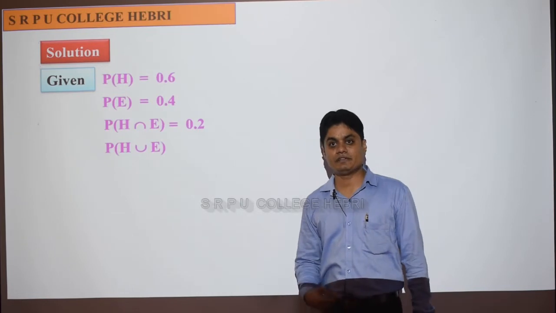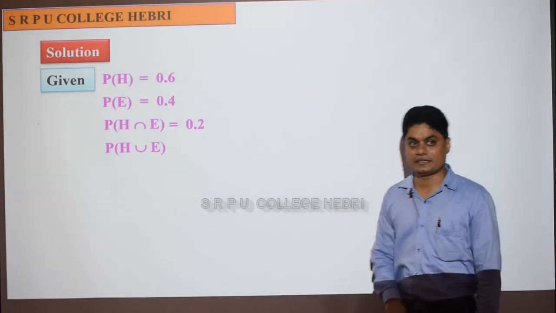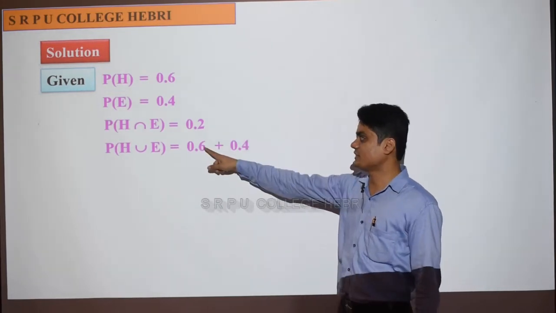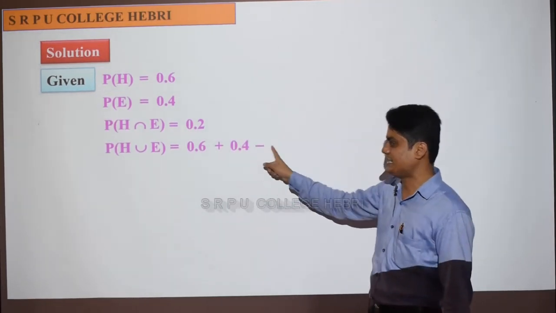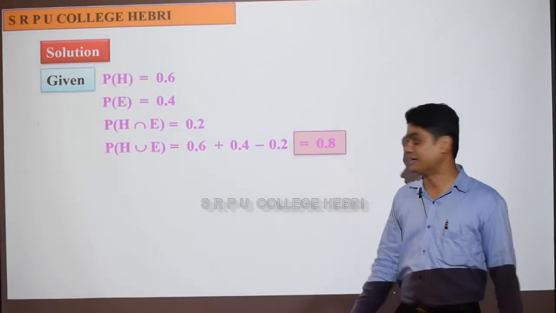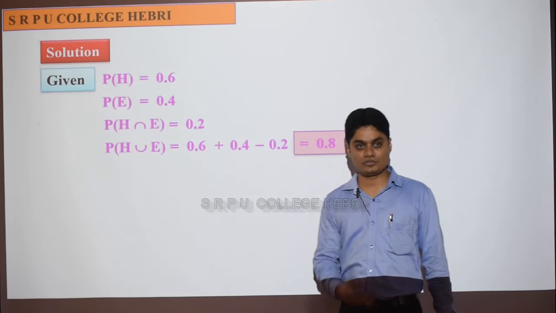So first we will find out the probability of reading either Hindi or English. That is probability of H union E. How do we find it out? Probability of H plus probability of E minus probability of H intersection E, and that number is 0.8. Okay, so this is needed to solve the three problems.